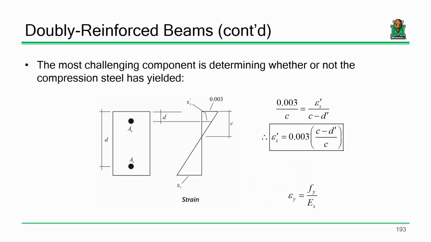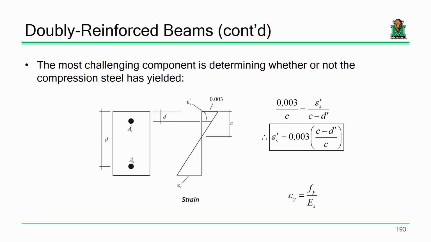Okay. Now, let's go back to a fundamental mechanics question. How do you know if the steel has yielded? The strain has to be larger than what? Has to be larger than the strain at yield. Now, we have never encountered a reinforced concrete beam in this class where the strain was less than the strain at yield for tensile reinforcement. Compressive reinforcement, that is very, very possible.